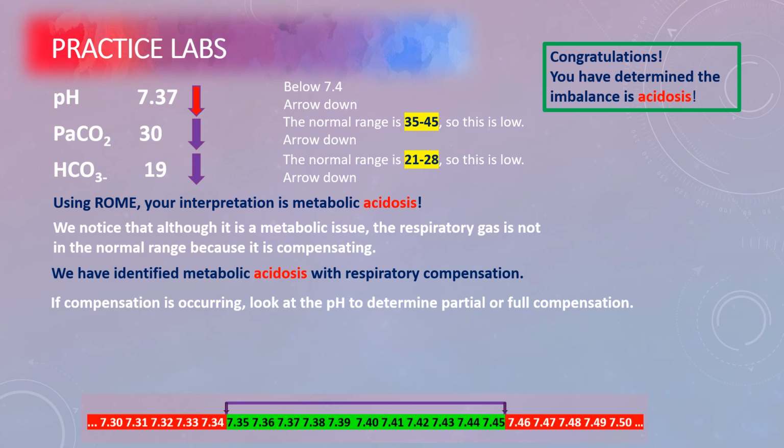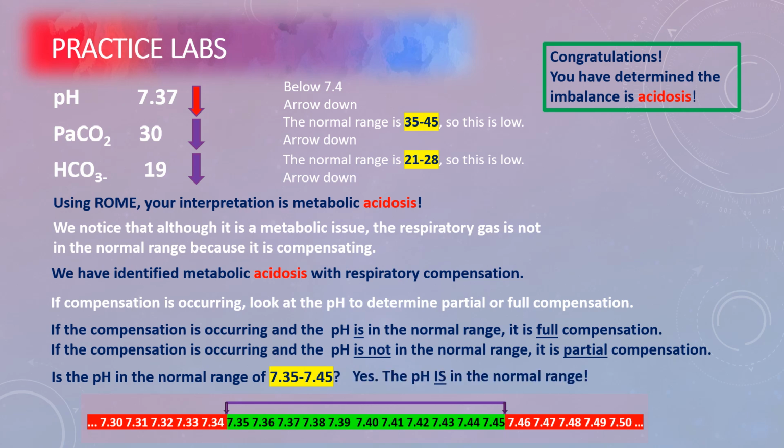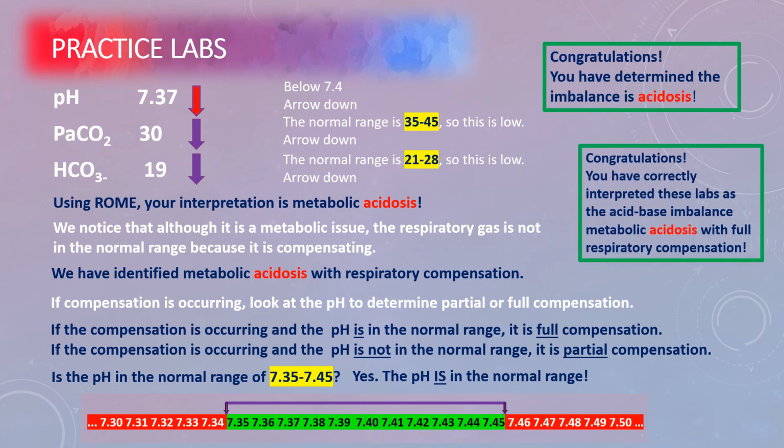If compensation is occurring, look at the pH to determine partial or full compensation. If the compensation is occurring and the pH is in the normal range, it's full compensation. If the compensation is occurring and the pH is not in the normal range, it is partial compensation. Is the pH in the normal range of 7.35 to 7.45? Yes, the pH is in the normal range. So congratulations, you have correctly interpreted these labs as the acid-base imbalance metabolic acidosis with full respiratory compensation.